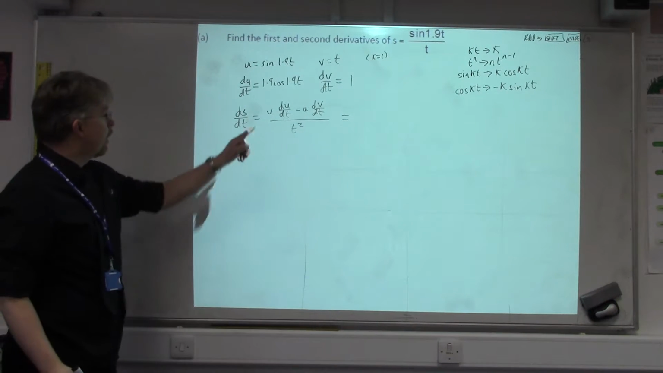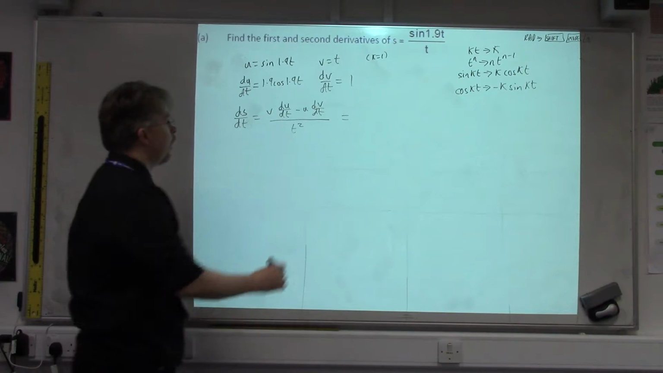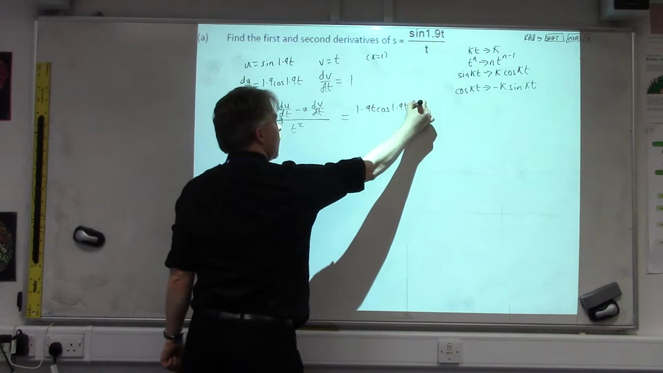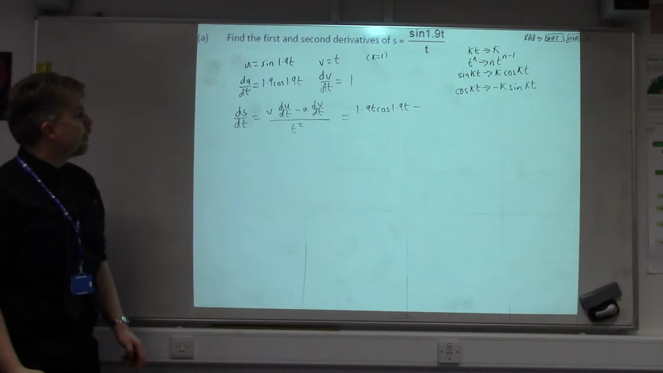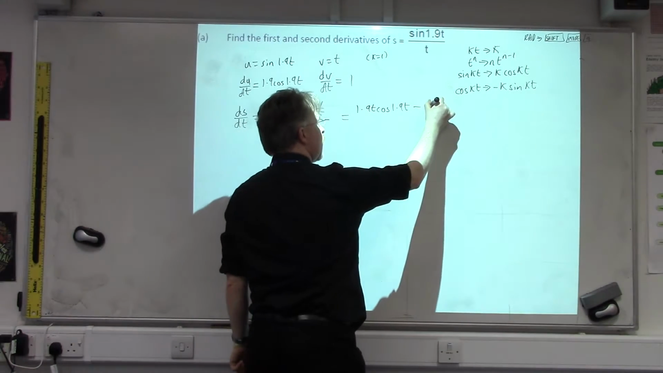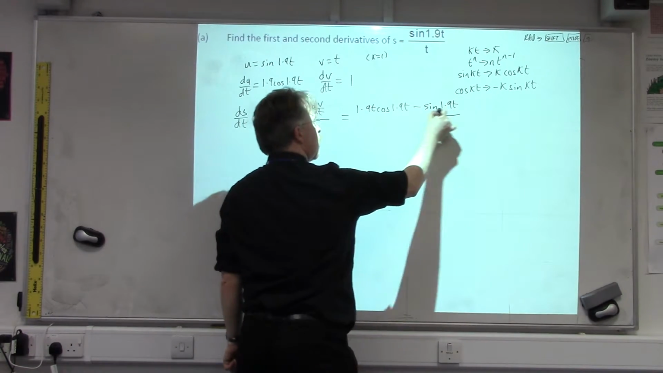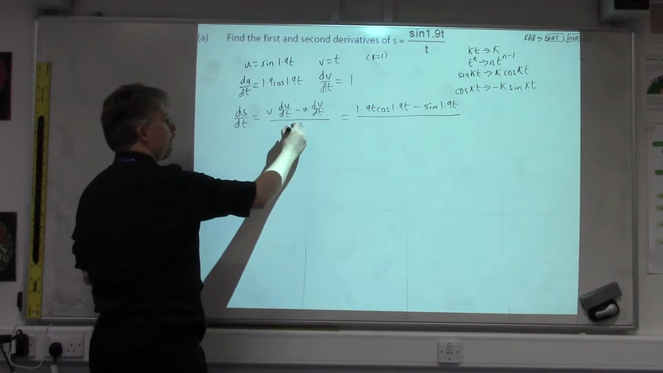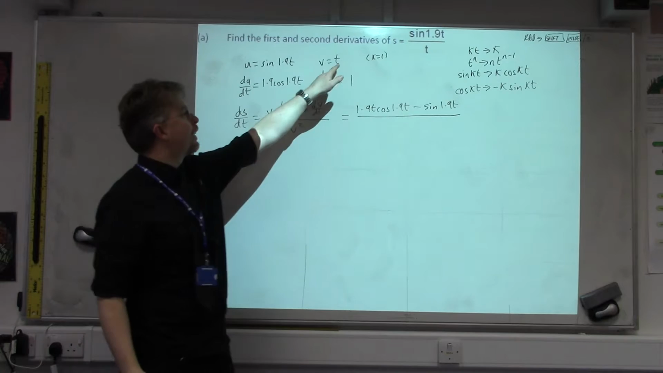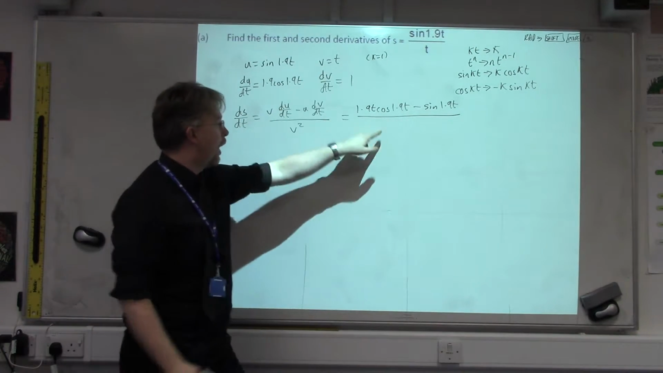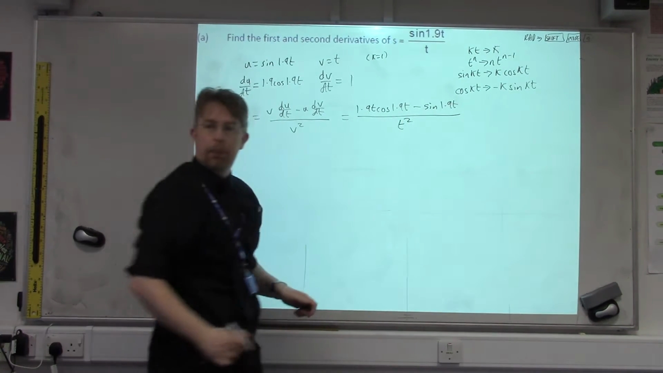Sub all those in, so v times du by dt is written 1.9t cos 1.9t, minus dv by dt times u, so 1 times sine 1.9t, all over v squared. I should have written v squared, but the v is t, so I keep writing t squared there. So it's v squared for the quotient rule, it is t squared in this particular case.